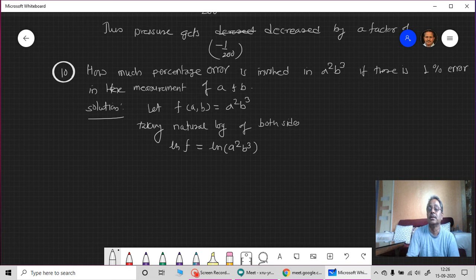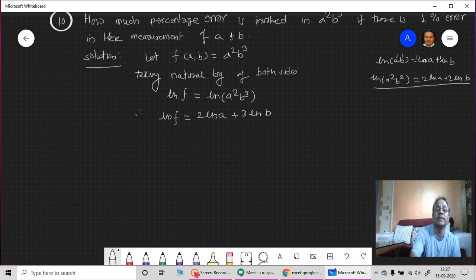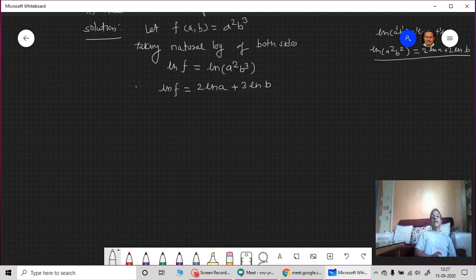Those who remember what I told earlier: ln of A times B is equal to ln of A plus ln of B, and the powers come in front as multipliers. Now this is ln of A square and B cube, so this comes to be 2 into ln of A plus 3 into ln of B. So I can use this logarithm formula here, and therefore ln of f is equal to 2 times ln of A plus 3 times ln of B, that is the right hand side of this equation.